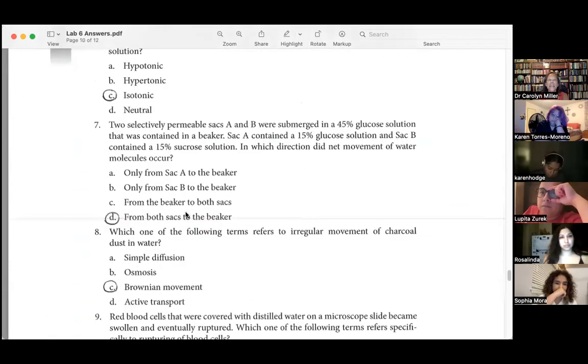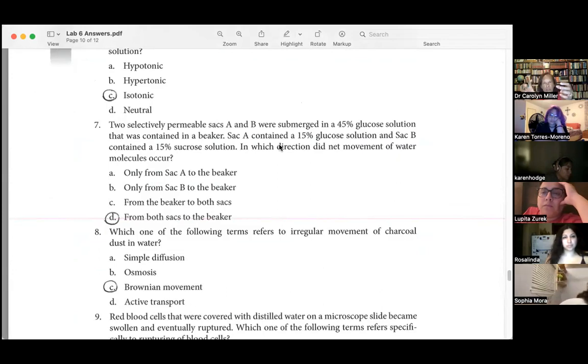This is the one I said think about. I'm going to explain it, then I'll explain it again in lecture tomorrow. You have 2 sacs with 15% glucose in one and sucrose in the other. As long as it's not a polymer, it doesn't matter if it's a monosaccharide or a disaccharide. So 15% sugar in each sac. And then each sac is placed in a beaker with 45% glucose, sugar.